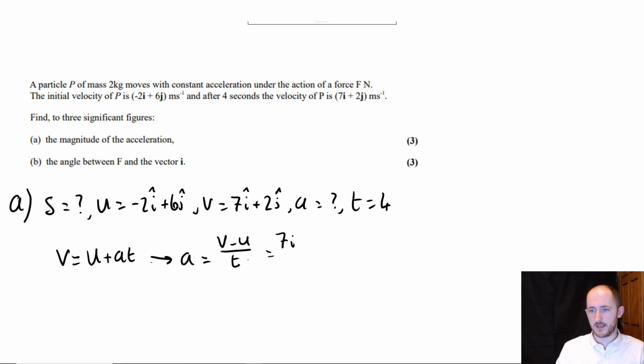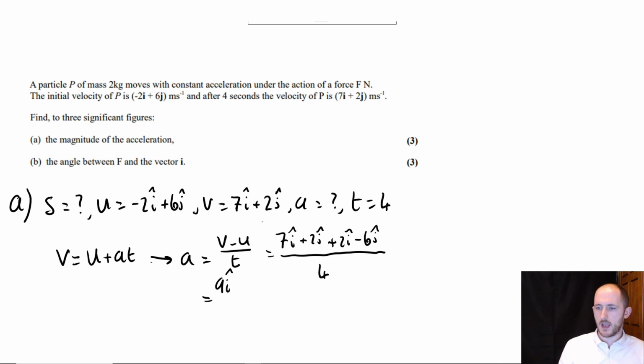So let's put that on. So we have 7i plus 2j. And then remember, because we're doing negative u, we need to flip the signs of all of this. So minus 2i is going to become plus 2i. And then minus 6j. And that's all over the time, which is 4. So we have 7i plus 2i is 9i. And we have 2j minus 6j is going to be minus 4j, over 4.